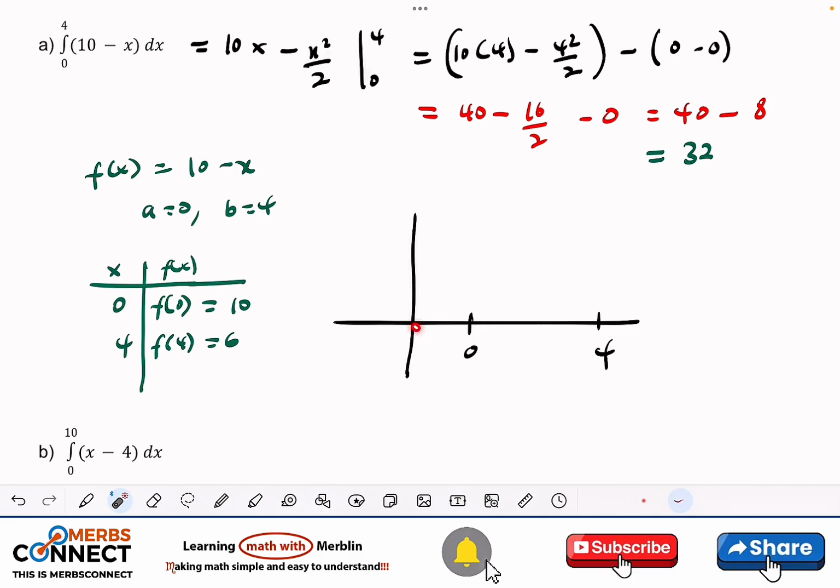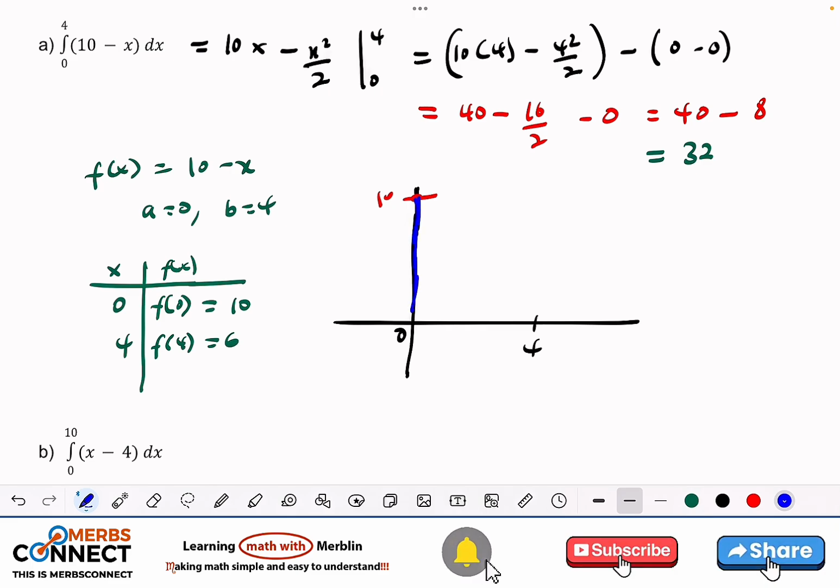Somebody is asking, I thought 0 is supposed to be here. Yes, 0 is supposed to be here, but I can also put the 0 here, the same thing. Okay, fine. Let me put the 0 where it is supposed to be so that I avoid confusion. So at 0 it is 10. Let me indicate 10 somewhere here. So this is where I'm going to have my 10, and this will be my graph. Good. Then I have 4 and 6.